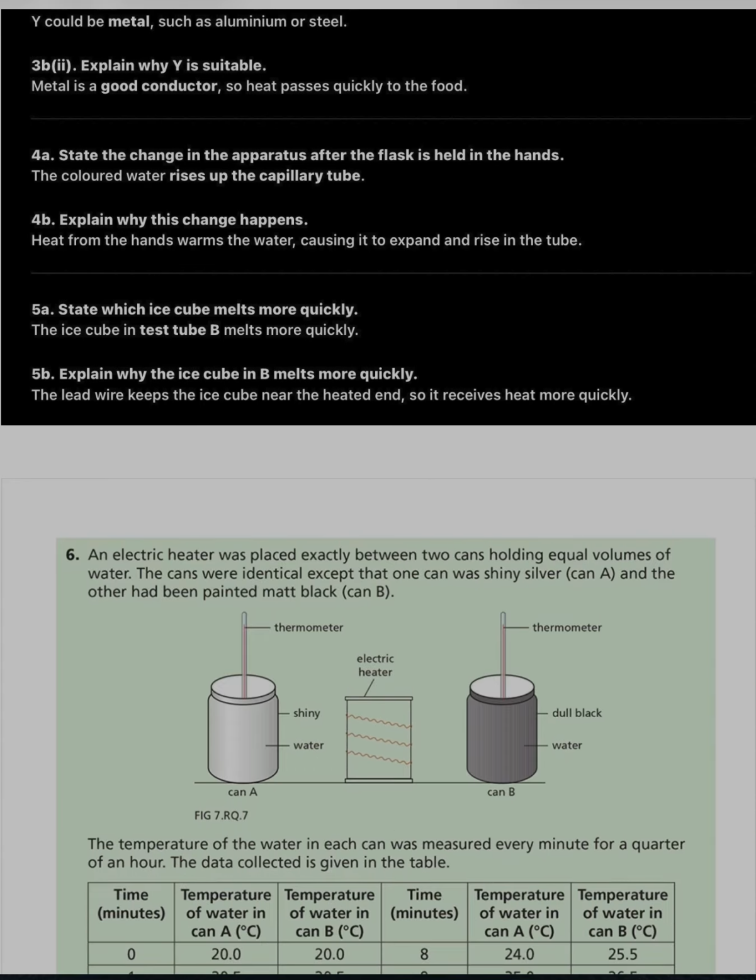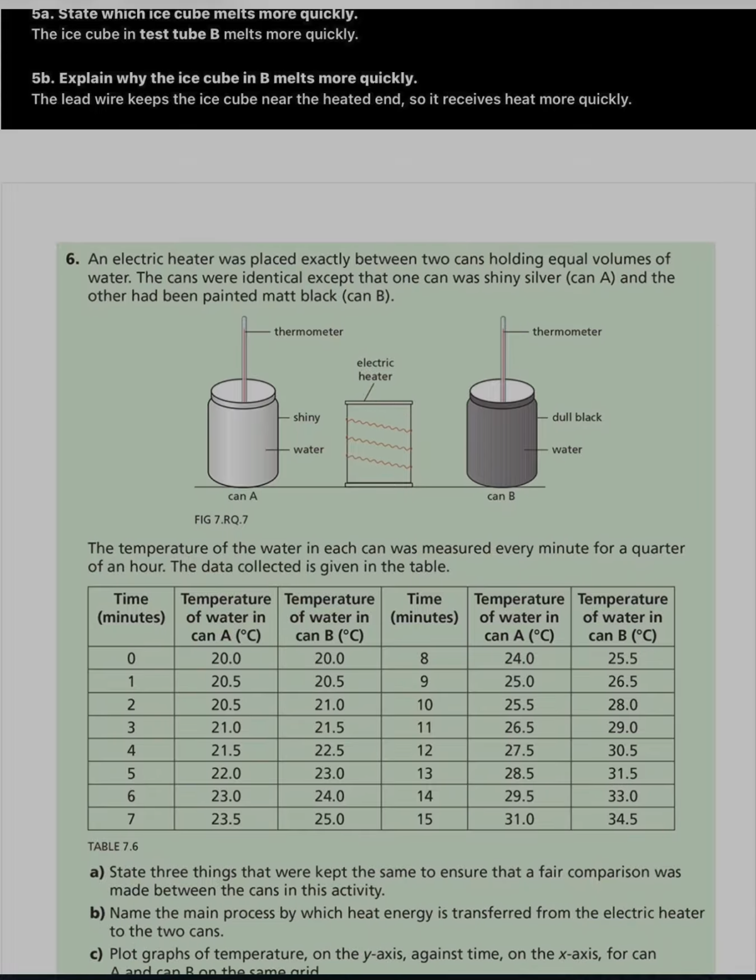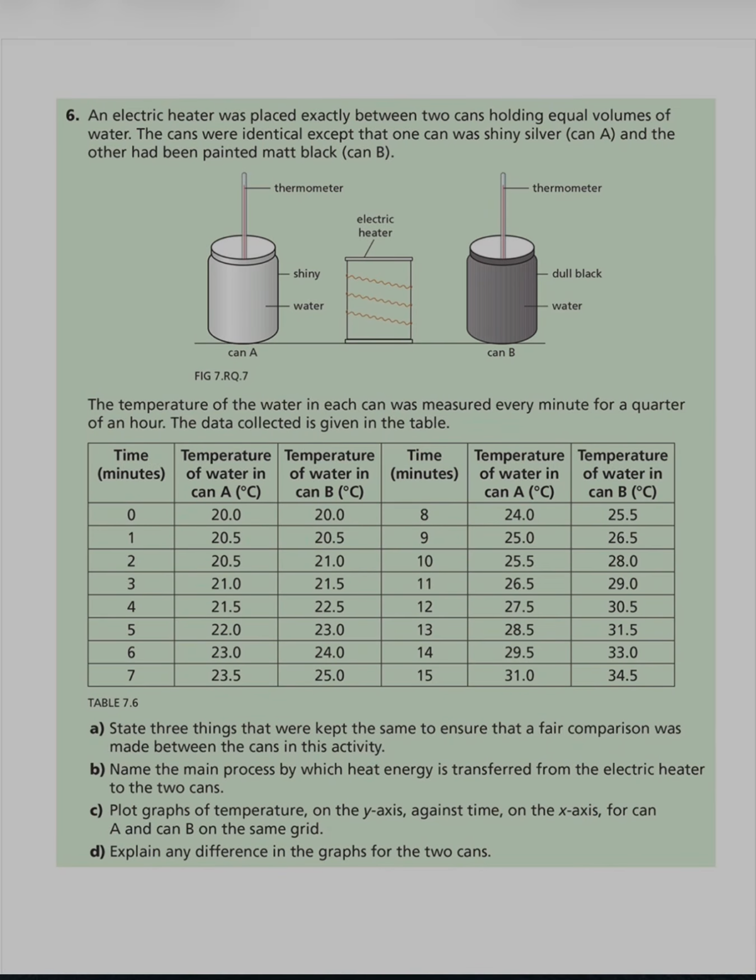6A. State 3 things kept the same for a fair comparison between the cans. Same volume of water, same type and size of can, and same distance from the heater. 6B. Name the main process by which heat is transferred from the heater to the cans. The main process is radiation.